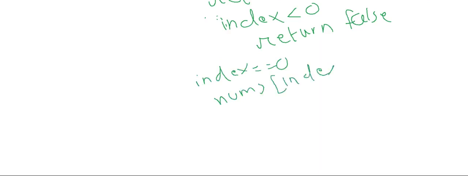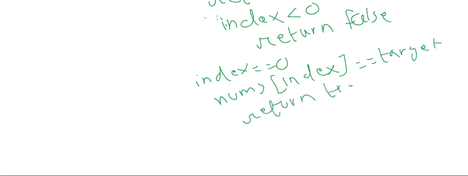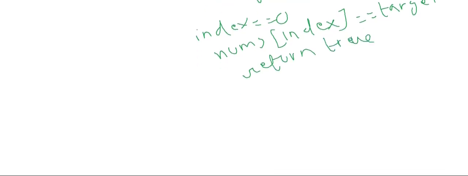And if our index is the last index, right? We are at the last element, index is equal to 0. Then we need to find whether nums of that last element is equal to target or not. If it's equal to target, then we're going to return true, because we found a subset whose sum is equal to target. If these are all not the case, then we're going to do what?